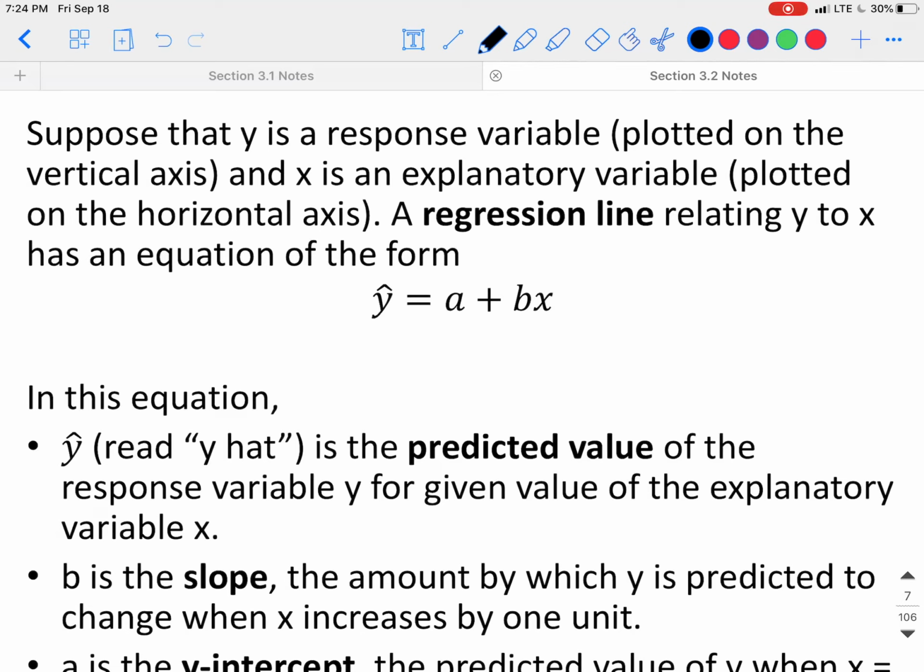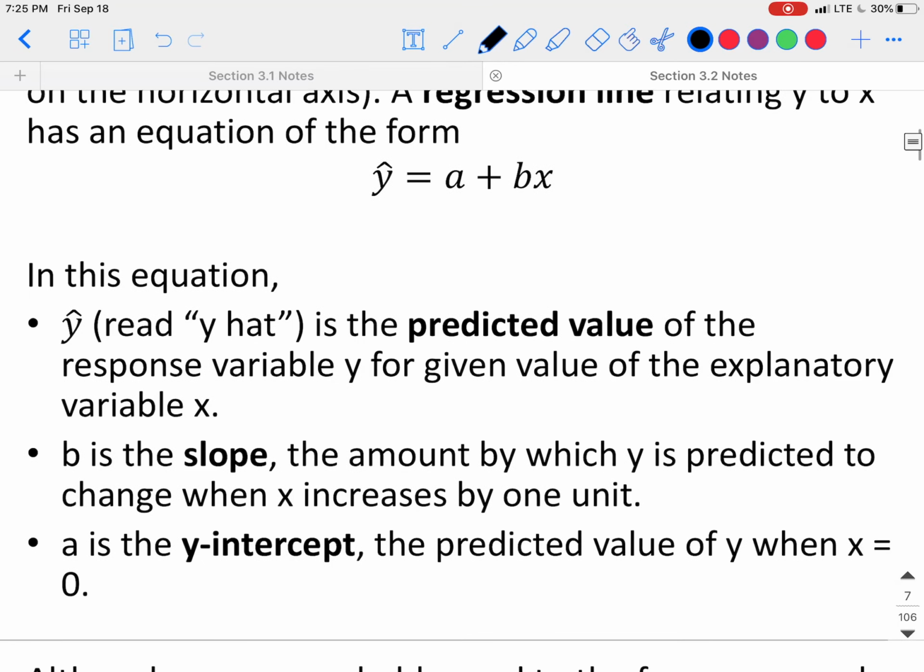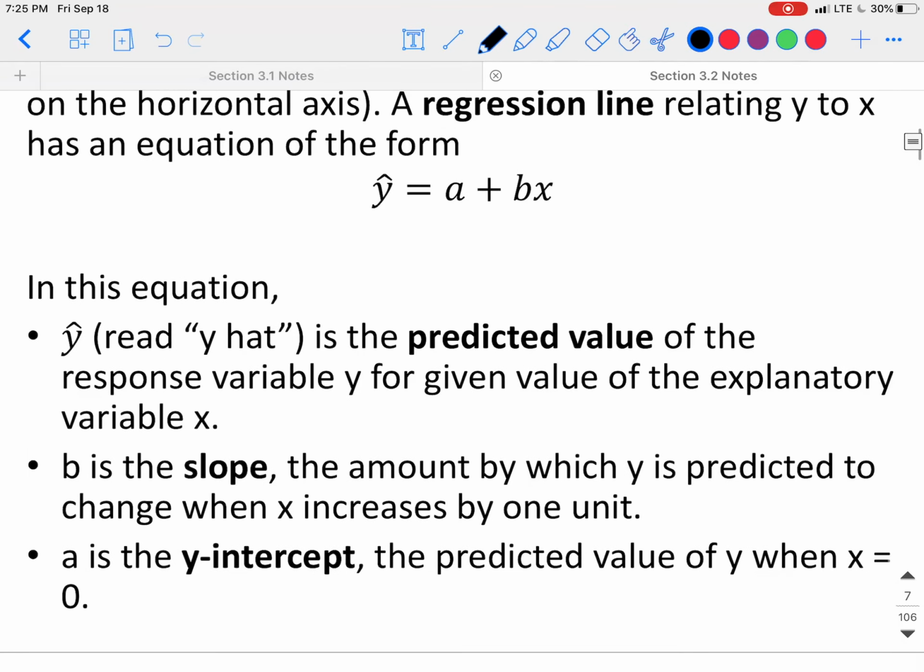A regression line relating y to x has an equation of the form y hat equals a plus bx, where y hat is the predicted value of our response variable for a given value of the explanatory variable x. b is the slope of the line, or the amount by which y is predicted to change when x increases by 1 unit. And a is the y-intercept, or the predicted value of y when x equals 0.